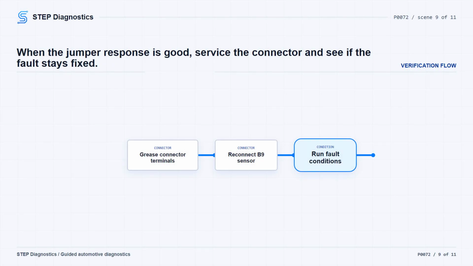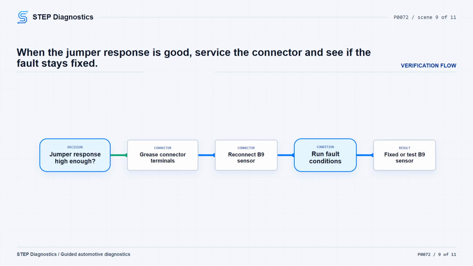If the jumped scan tool value reaches 144 degrees Celsius, 291 degrees Fahrenheit, or warmer, apply dielectric grease to the connector terminals, reconnect the B9 ambient air temperature sensor, reproduce the operating conditions, and verify whether the DTC or symptom is corrected. If it is not corrected, the path moves to testing or replacing the B9 ambient air temperature sensor. If it is corrected, that branch is okay.